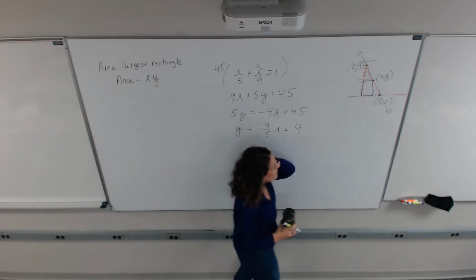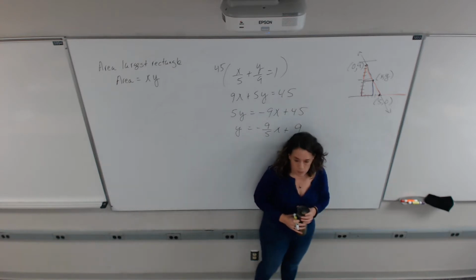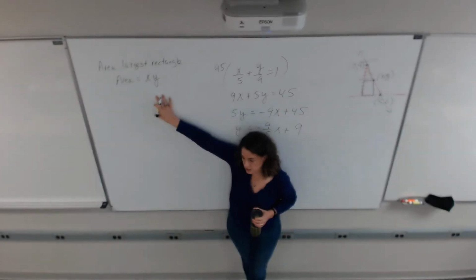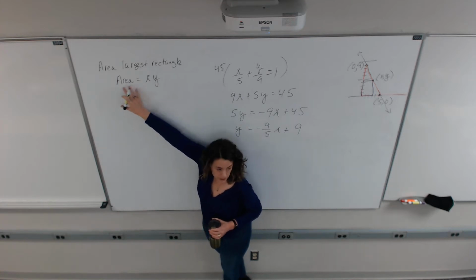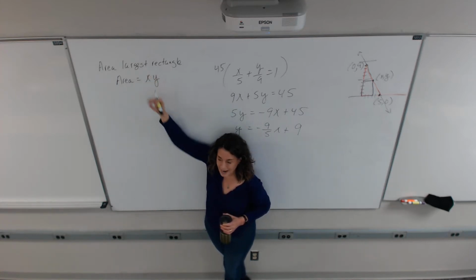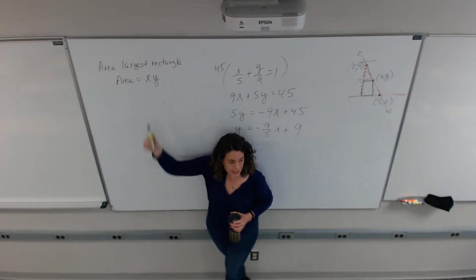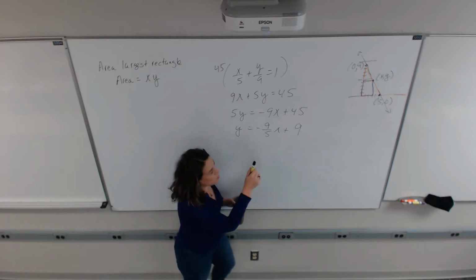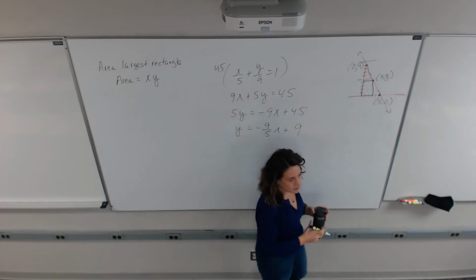Do we have anything else that would help us to figure this out? I mean, this is our optimization equation. This is what I'm trying to optimize, area, but I have two variables, x and y. I need a constraint to get rid of one of them. You have a y equals. I have a y equals. Why can I use this one?